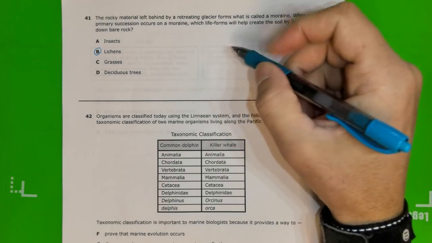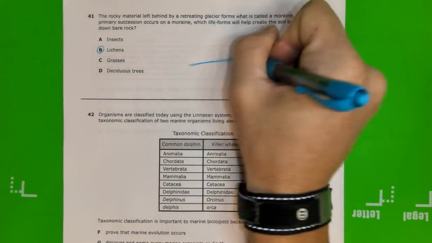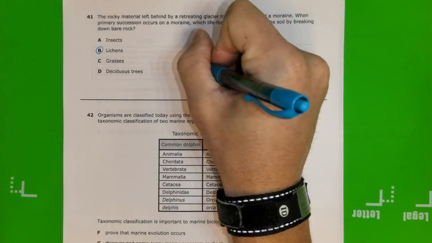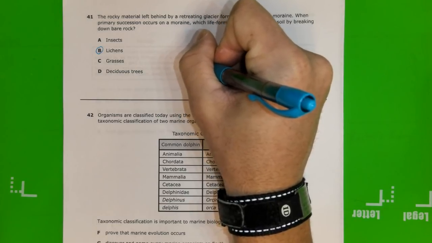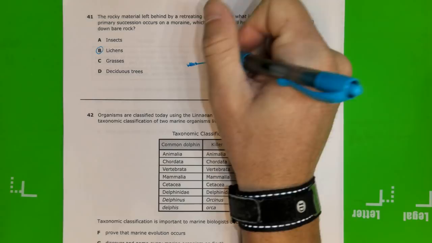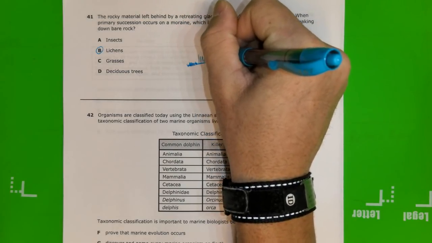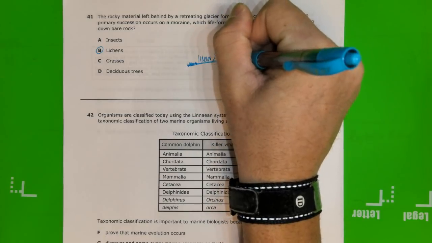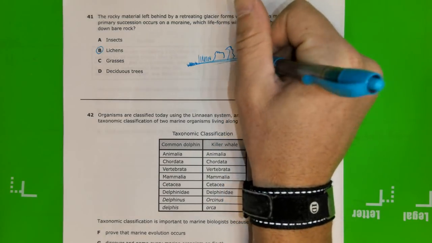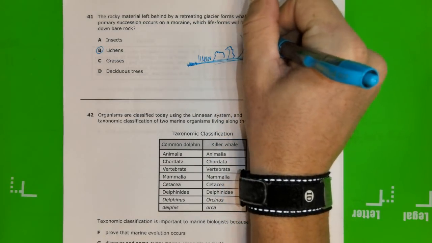So the land is bare. The first things that are going to come into bare land would be the small grasses, the moss, the lichens, the stuff like that. Once those are there, then you're going to get bigger grasses. You're going to get little bushes. Sorry, I'm not an artist. And then the last thing you're going to get are going to be trees.